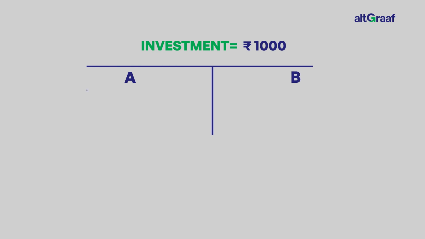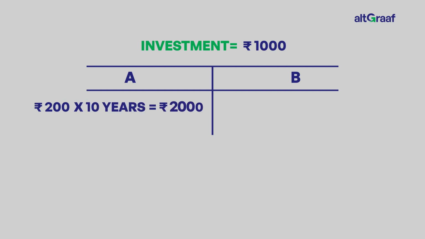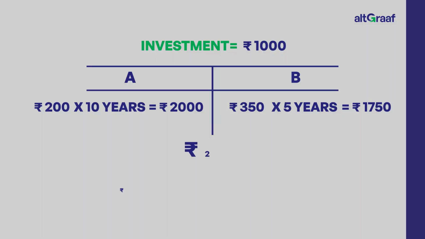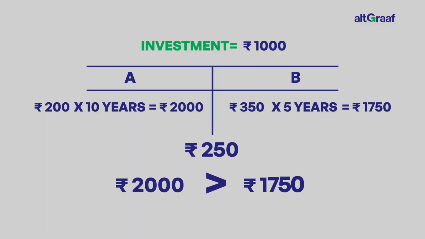Let's consider. So option A, that is cumulative repayment of rupees 2000 over 10 years for rupees 1000 that you invested today. And another is option B, that is cumulative repayment of rupees 1750 over 5 years for rupees 1000 that you invested today. If your answer is option A, you are not completely wrong in your thinking. That way you get rupees 250 more cash, that is compared to option B. But let us look at underlying numbers.